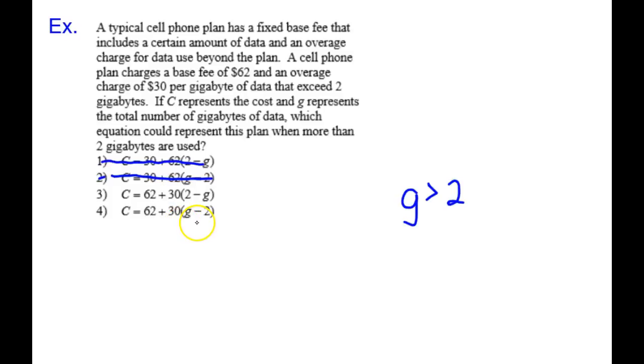Let's plug 3 into equation 4. We would have 3 minus 2, which is 1. 1 times 30 is 30. 30 plus 62 is 92. That seems more reasonable. Okay, so it would be equation 4. That would model the cost of this cell phone plan. So use the information, eliminate some of the equations that you can. When you have it narrowed down, a thing you can try to do is plug in some values into the equations to see which one actually works.